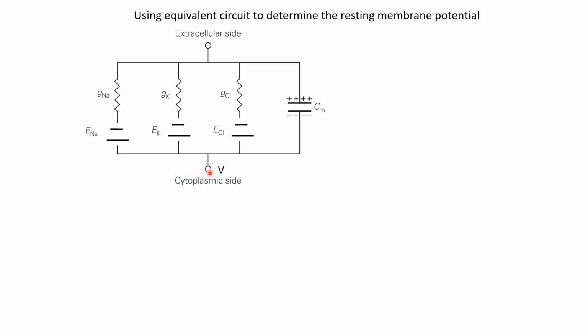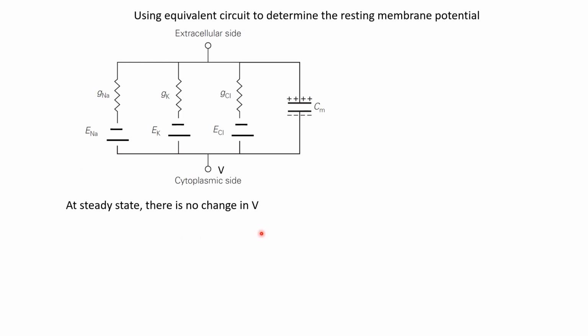Similarly, if V is different from EK, then the current through this path would be V minus EK times the conductance GK. And similarly here, V minus ECL times GCL. So a steady state will be reached if the total current flowing out through the membrane is zero. Even if there is current in individual paths, if the total current flowing out through all these channels is zero, then there will be no net change in the membrane potential.